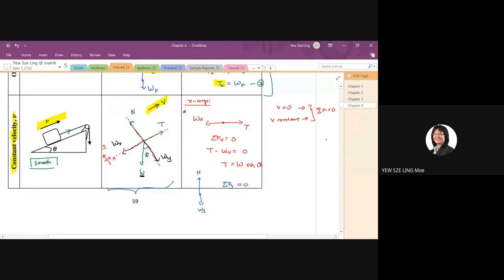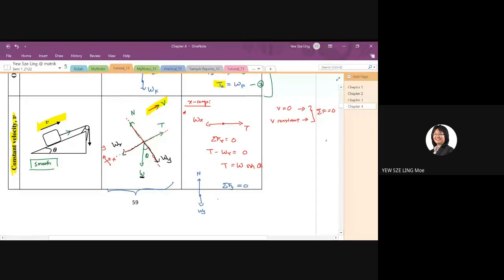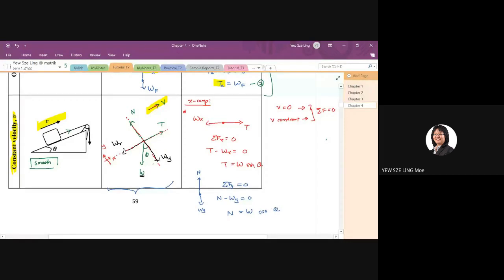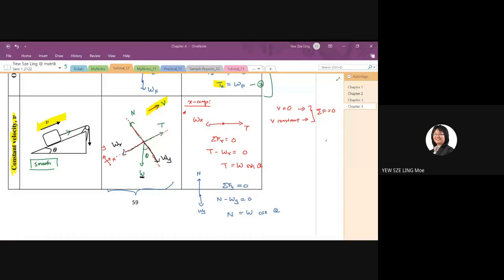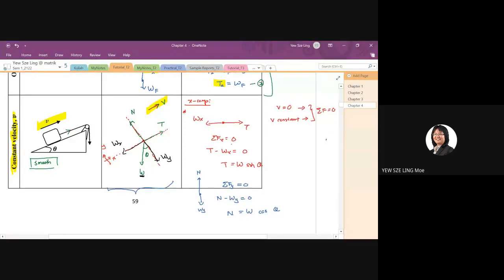So summation Fy equals 0. Along the y component, I have only two forces. Therefore, N minus Wy equals 0. And my N is equal to W cos theta, because the angle is beside the y component. Okay, angle is beside the y component. So that's it. That is our diagram and also equations.